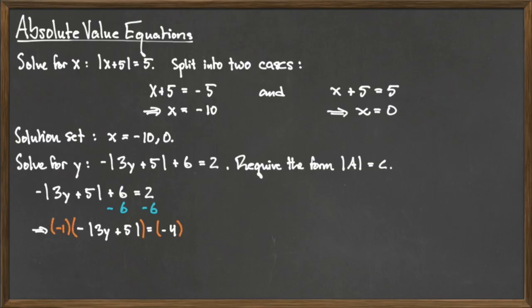And then I will divide or multiply both sides by -1. You'll get the same result either way to get the absolute value of 3y plus 5 is equal to positive 4. So this last line on the left is the desired form that we want so we can use our strategy.